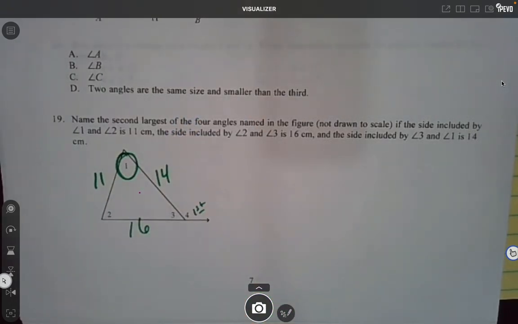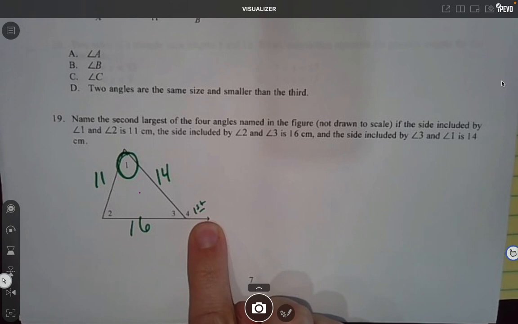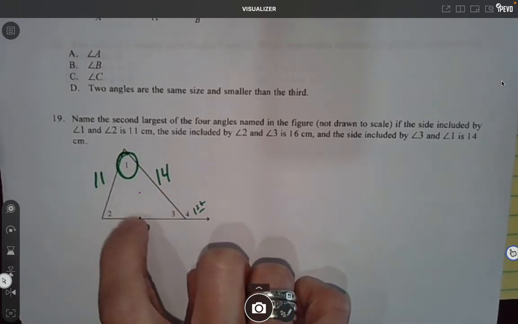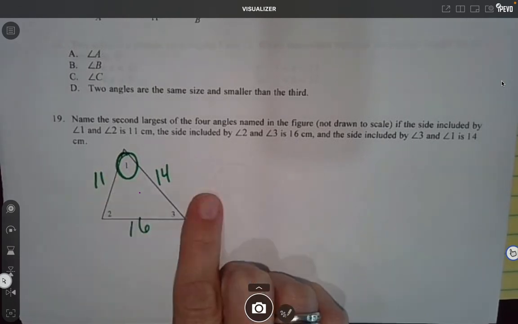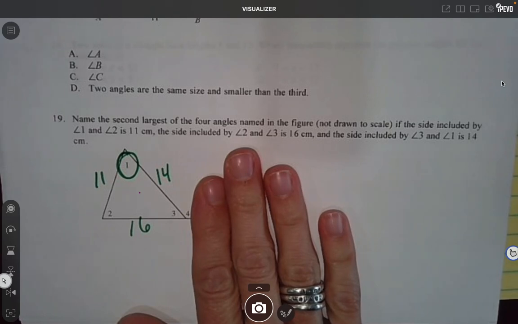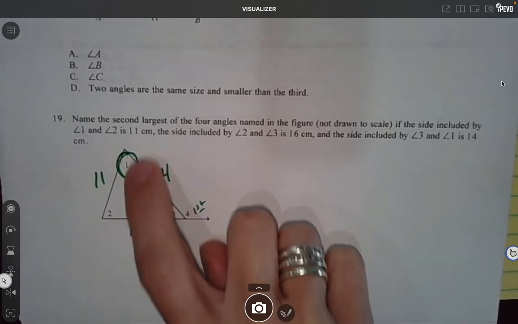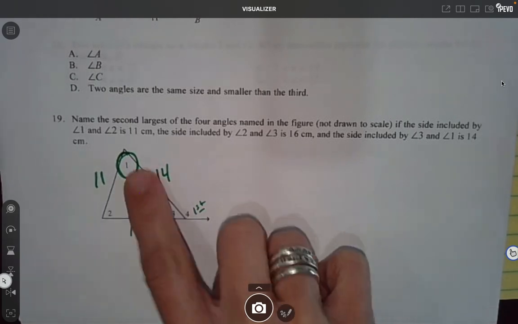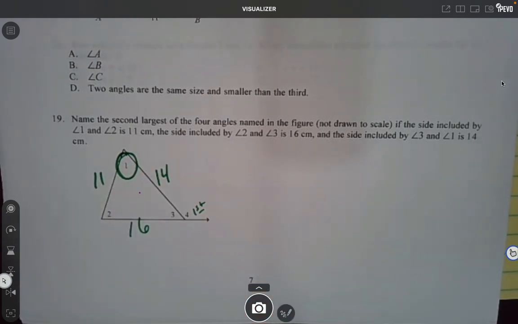Does everybody understand that? That's the biggest angle. It's an exterior angle. It's these 2 added together. So that's the biggest angle, so let's not even consider that one anymore. Now let's find the next one. Angle 1 is across from the biggest side. That's why it's the biggest angle in that triangle. Okay?